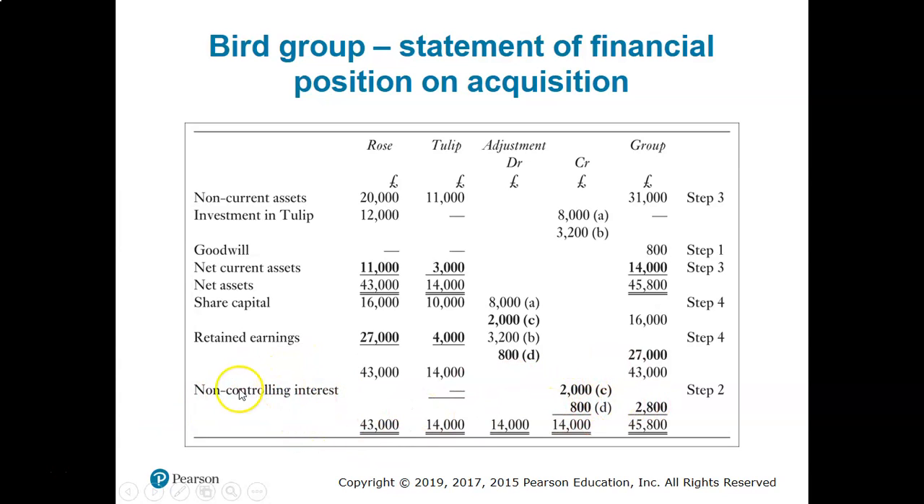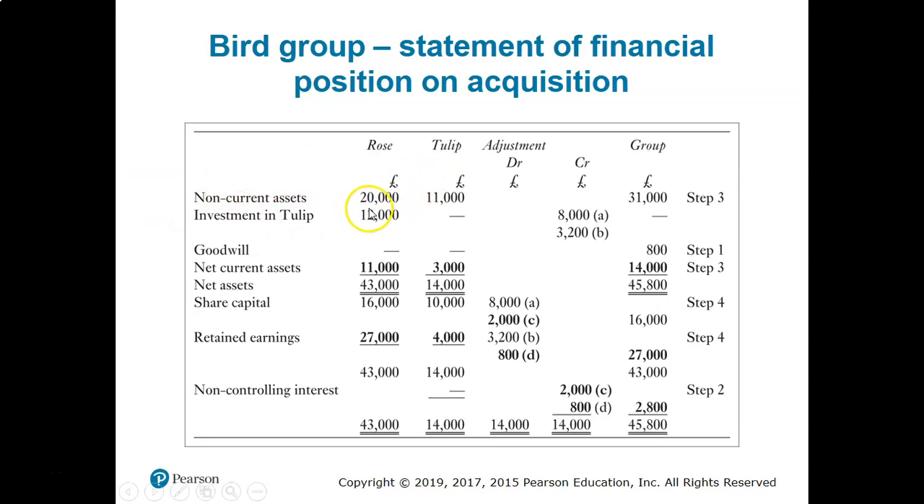Rose Company, or Bird, purchased 80% of the Tulip, right? In that case, there would be a 20% non-controlling interest that will come into the group financial picture. All right, this is what we need to consider. So how the figures came, let's see.